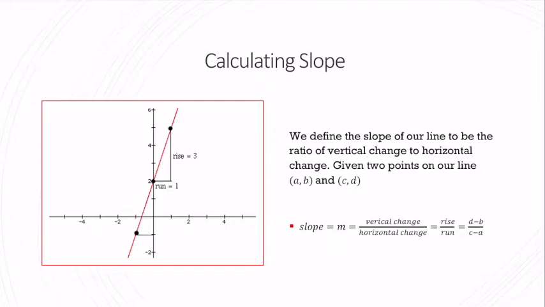So the way we calculate slope is we define slope as the vertical change over our horizontal change. We can also call that the rise over run. So given any 2 points on our line, we take the difference in y values over the difference in x values. And it doesn't matter which point you let be your first point or which point be your second point, you're going to get the same answer. Also, we denote slope with the lowercase letter m, okay? And that's going to prove really crucial as we move through this chapter.